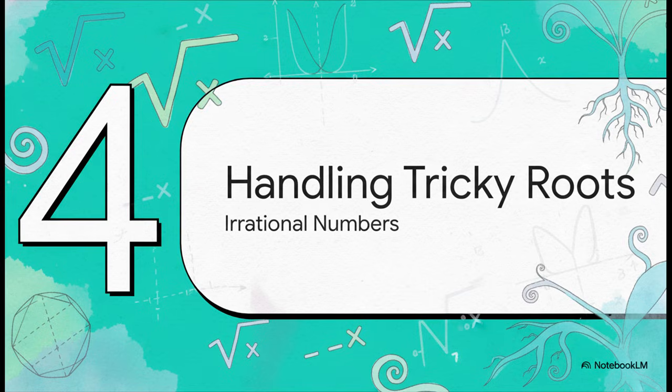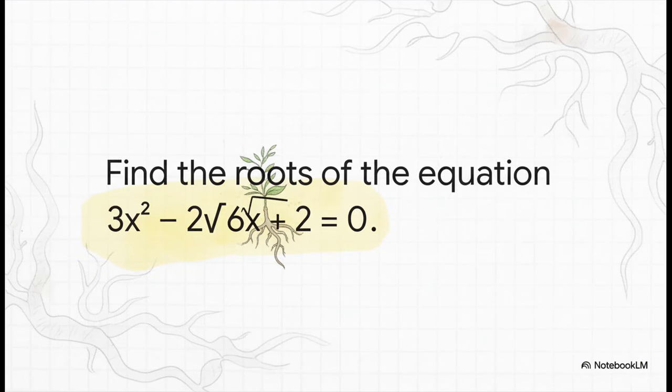But what happens when an equation looks, well, a little bit scary? Like, what if it has irrational numbers in it? Don't panic. Our 4-step process is more than strong enough to handle it. Take a look at this one.